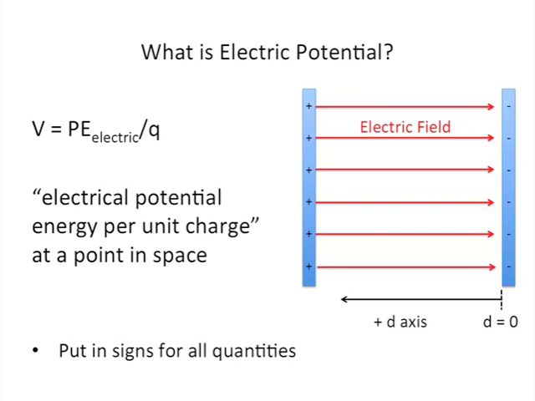In this lesson, we'll be taking a look at electric potential using the positive and negative signs. First of all, what is electric potential? The definition of electric potential is electric potential energy per unit charge at a point in space. The symbol for electric potential is a capital V, and the equation is basically the definition. So electric potential energy divided by the amount of charge that has that amount of electric potential energy.